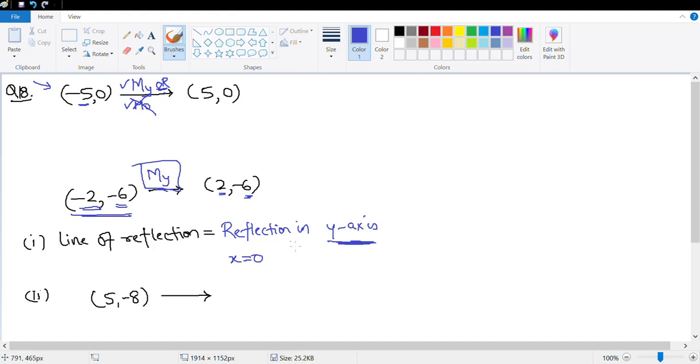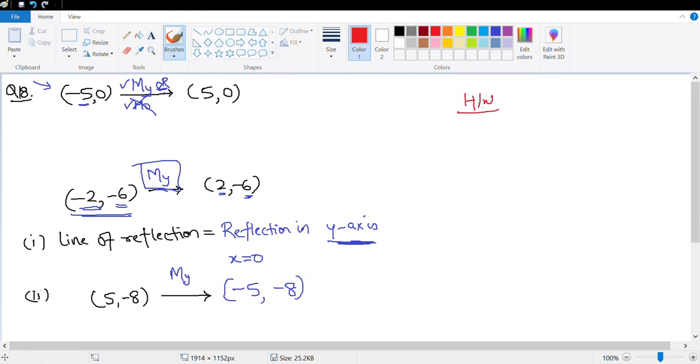Next is write the coordinates of the image of 5, negative 8 in the line obtained in the first part. So we are reflecting in My, which is reflection in the y-axis, which means the x coordinate will change, which means this will become negative 5 and negative 8 will remain negative 8. That brings me to an end of this exercise.